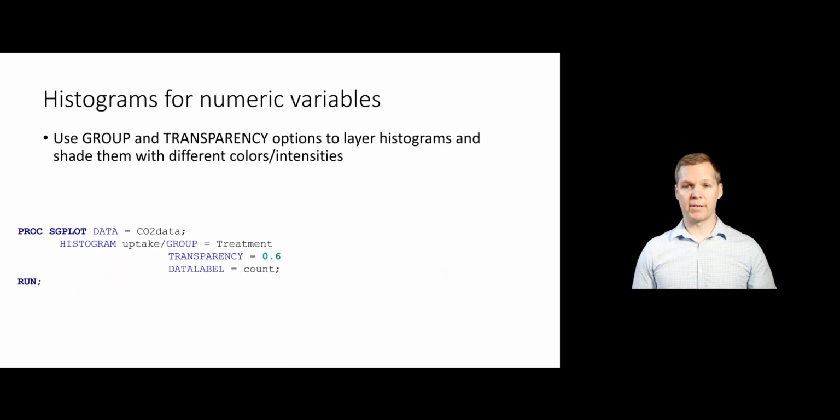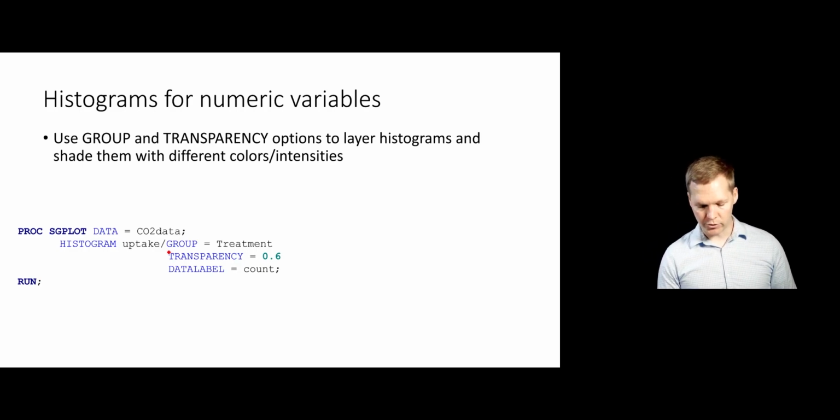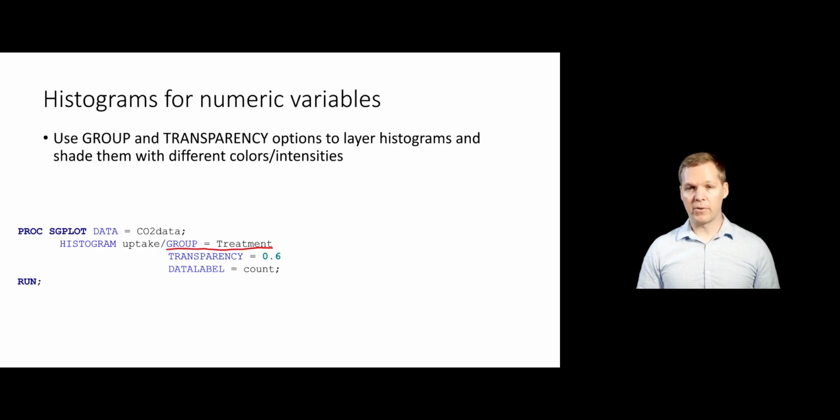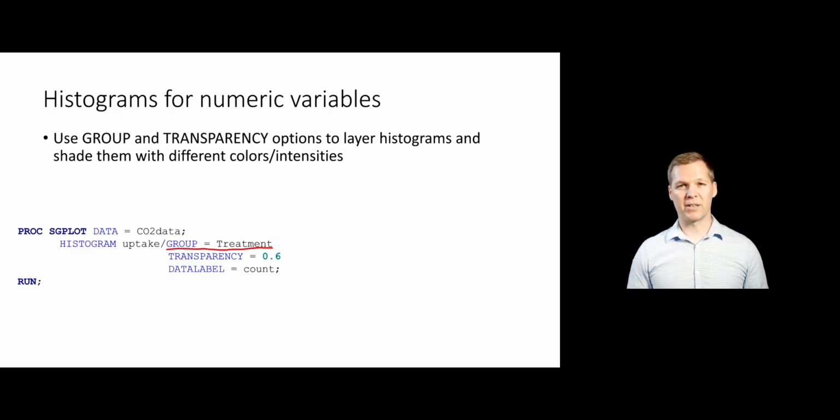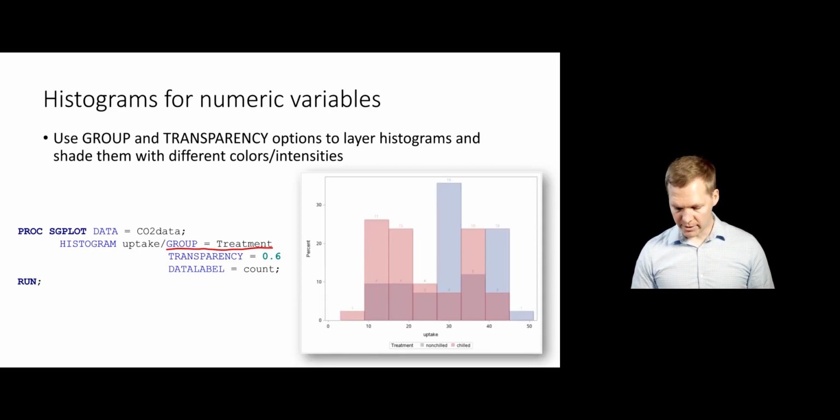We can also change more of the options and add groups here. Remember that we had a couple of categorical variables, so maybe we want to see the distributions across those two groups. So we're going to add a group equal treatment option. And then anytime you do the grouping, you probably want to add some transparency just to make it look a little bit nicer. We'll also add a data label on top so that we can see how many are in each group. This is a little bit hard to see, but you can see that there are data labels on top of each of these. And if we hadn't put the transparency in there, it would be a little bit harder to see as well.